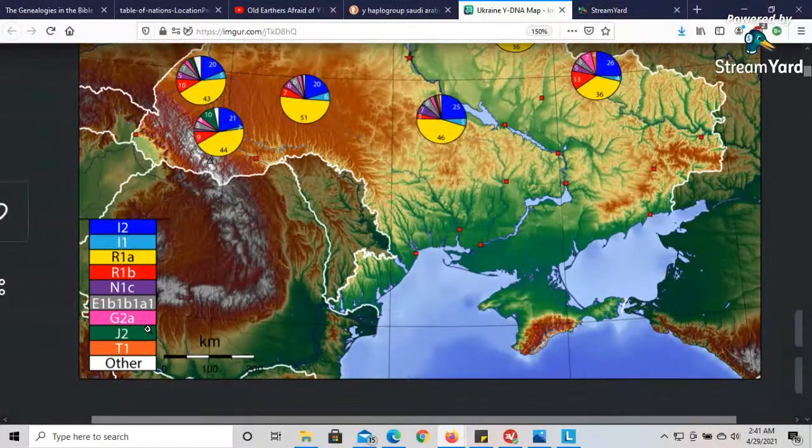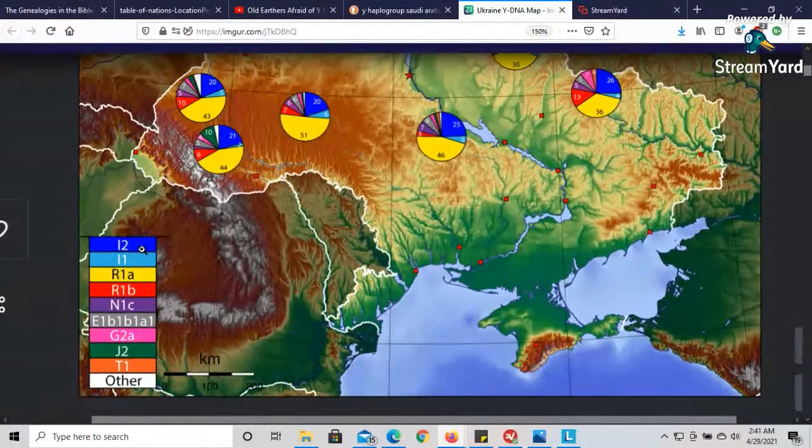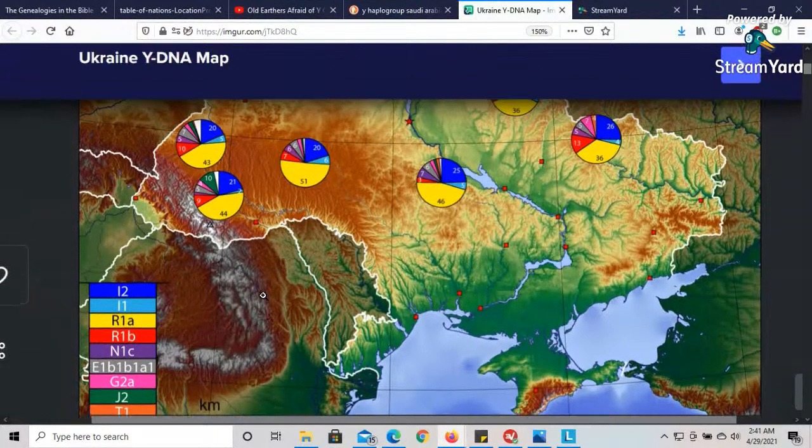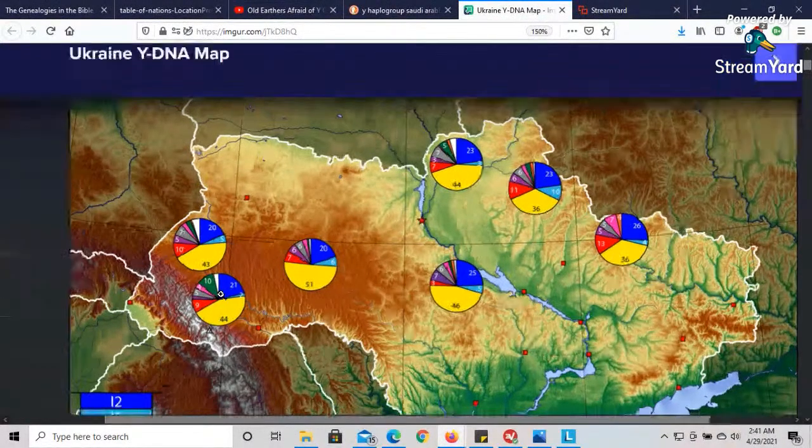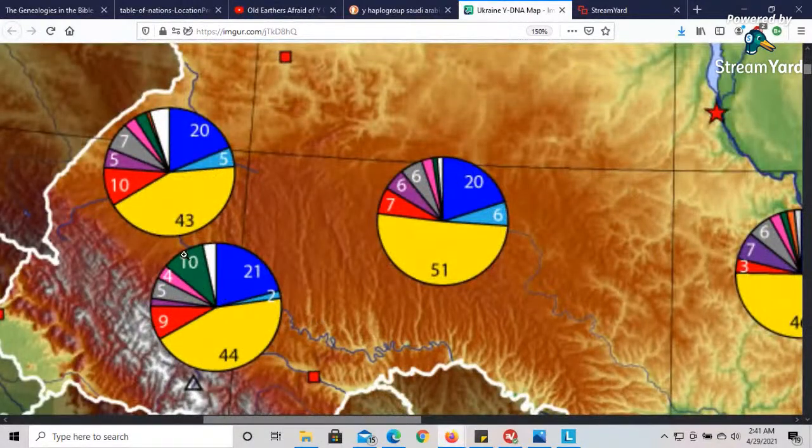The T1, J2 is nice because that's Judaic. G, E1, B1, and then of course this is Israel. The I2 and the I1 is Israel. This is the paternal Y chromosome of the Israelite people, the I2 and the I1. So we go up here, what do we see here? Okay, there's a green. We could see the green here. So the green is the Judaic population.